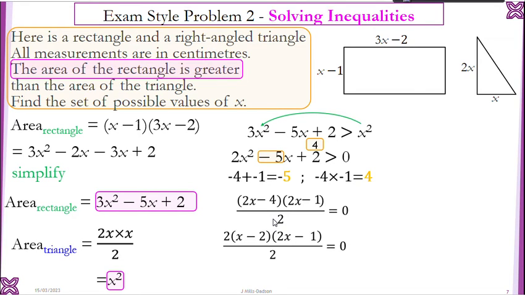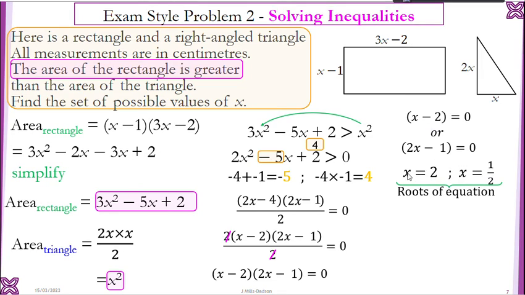There are several ways of factorizing this kind of quadratics. It is how I factorize mine. So after factorizing, whichever method, you will end up having this answer. Then from there, let's find out the roots of this equation. So here we realize that we have x is equal to 2 from here and x is equal to half from there.